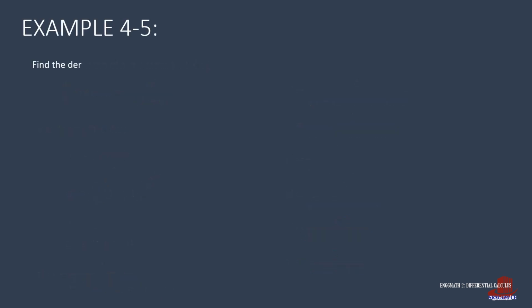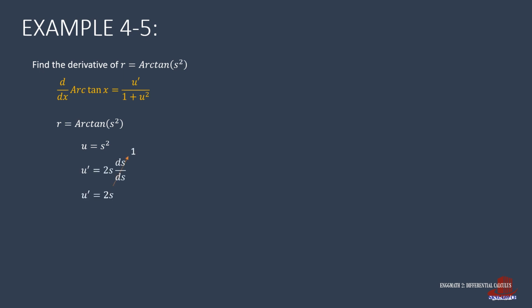The next example has the equation r is equal to arctangent of the square of s, and the derivative is u prime all over 1 plus u squared. So from the equation, u is s squared and its u prime is solved as 2s. U squared is the square of s squared, and that is simplified as s raised to 4. So, r prime is 2s all over 1 plus s raised to 4.